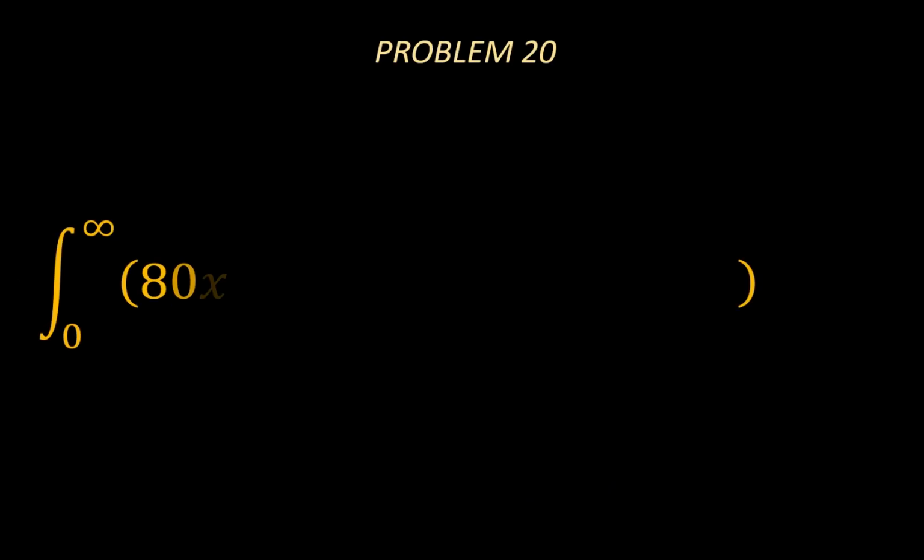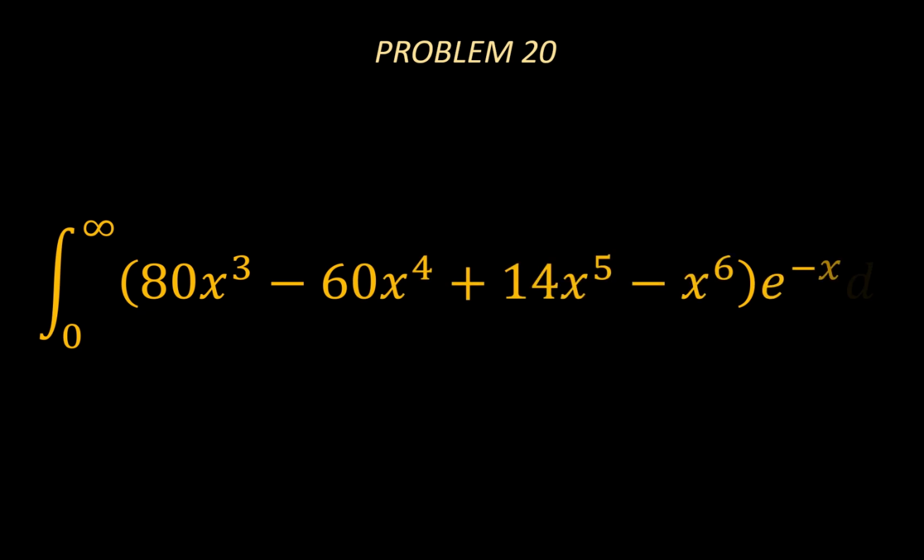Problem 20 is the definite integral from x equals 0 to x tending to infinity of (80x cubed minus 60x to the power 4 plus 14x to the power 5 minus x to the power 6) times e to the power negative x. This problem looks ugly, but the thing one could look at is there are so many powers, x to the power 3, 4, 5, so we could try and see a general approach to this.